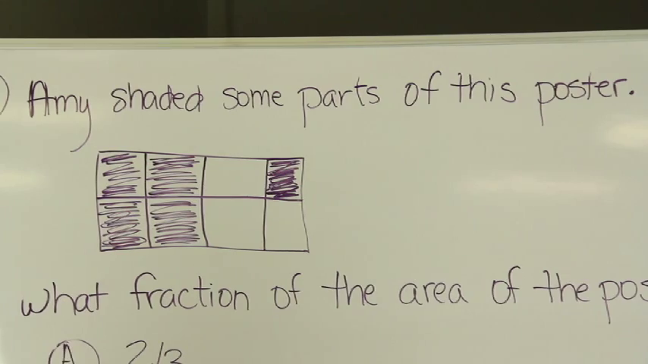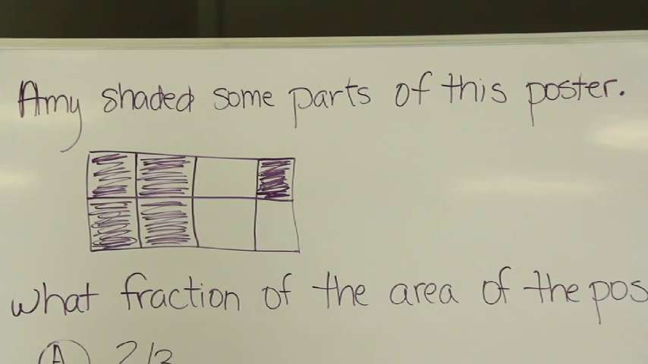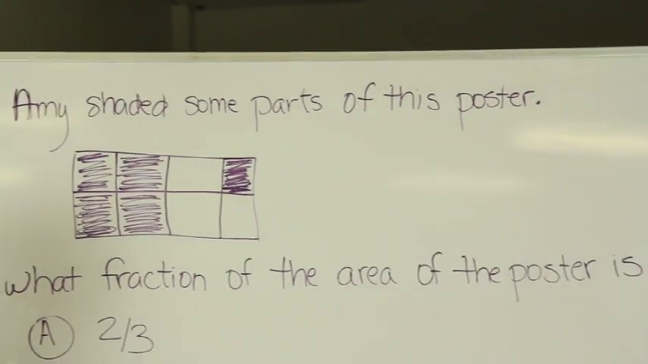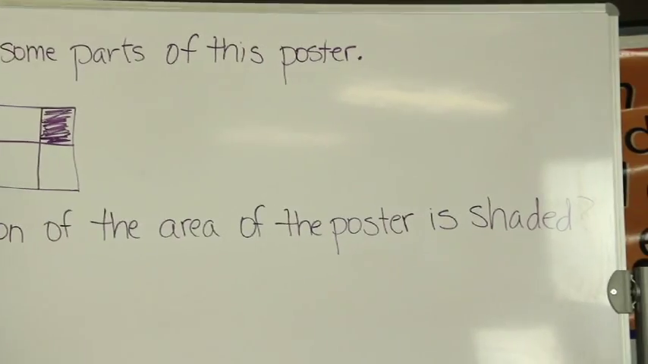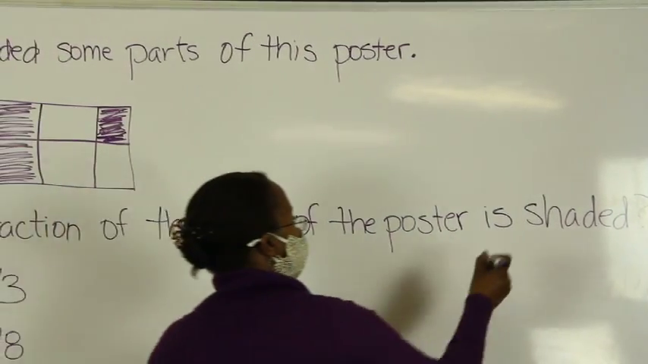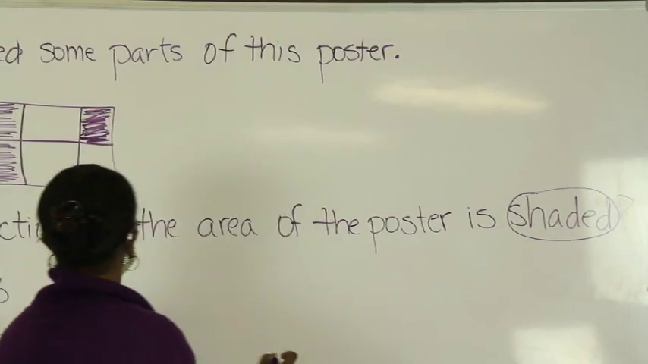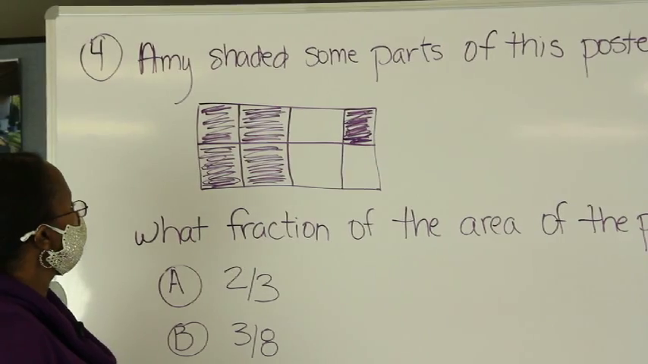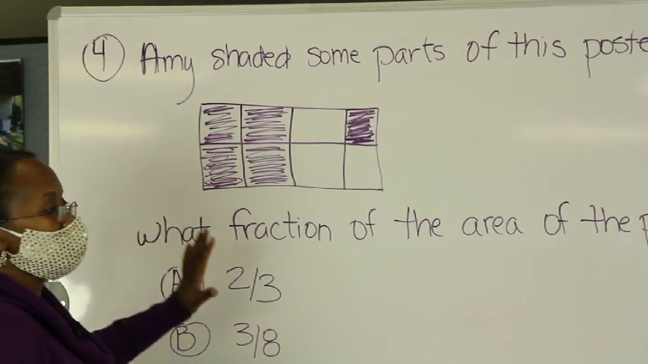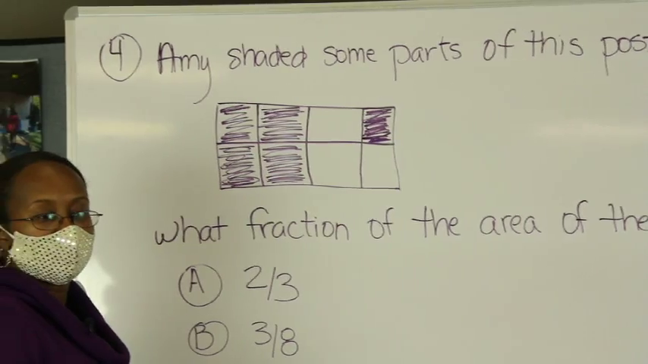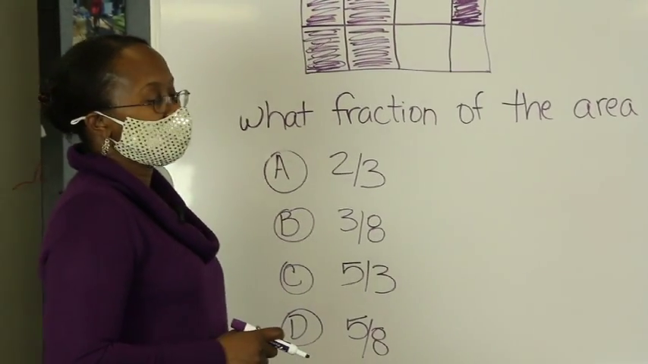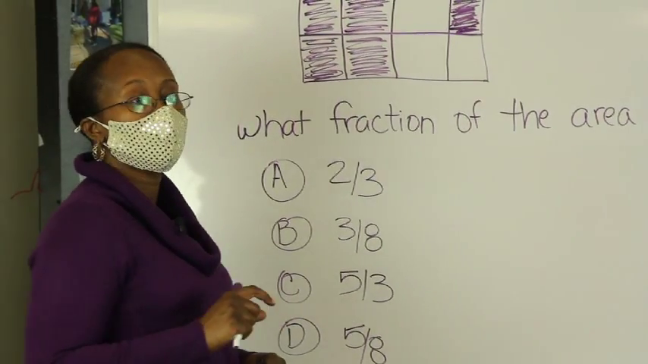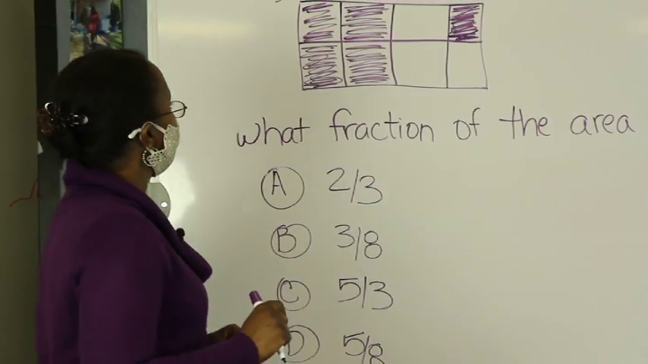So it says, Amy shaded some parts of this poster, and they want to know what fraction of the area of the poster is shaded. So they want you to tell them the shaded part, okay? So you can either come up with your own answer right away, or go ahead and look at the answers. And according to our list, you should try and come up with your own answer first. That will keep you from getting confused if you feel like you might get confused, okay?